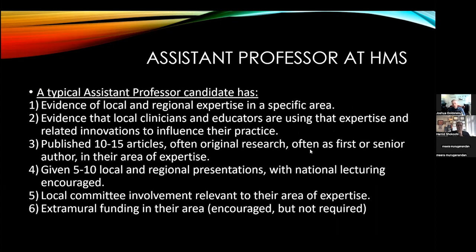There are no formal rules at Harvard about how many papers, how many talks, how many grants you get. But I've been serving on these committees for a while, and I have colleagues who have, and I will tell you, this is sort of what usually comes up. If you're going to get to be an assistant professor, you should somehow show that you're a local or regional expert at something, that people locally are using your expertise or your innovations in their practice, that you are publishing articles, preferentially original research, preferentially as first or senior author, preferentially in your thing, whatever your thing is, that you're giving local and regional presentations, bonus if you're at the national ones, that you're on relevant local committees, serving the community in helping improve the local standard of care, and bonus is extramural funding in that area.